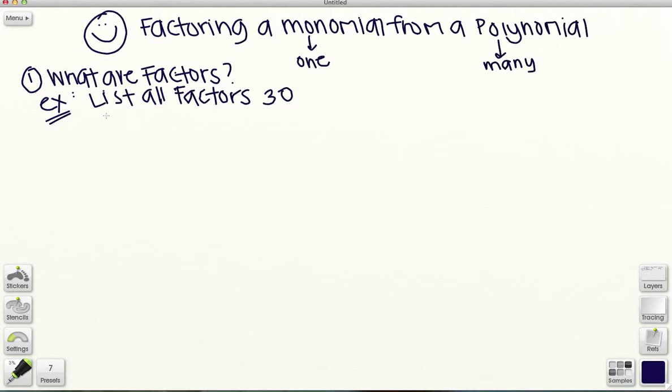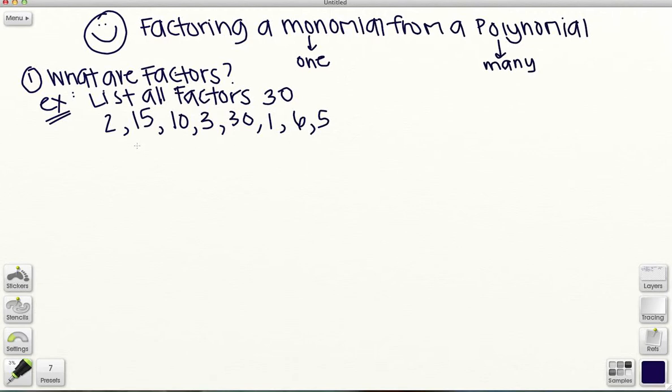So some obvious ones come to mind, like 2 and 15. Or 10 and 3, because 10 times 3 is 30. Or 30 and 1, because 30 times 1 is 30. And I'm missing one. Obviously, we could do 6 and 5, because 6 times 5 is 30.